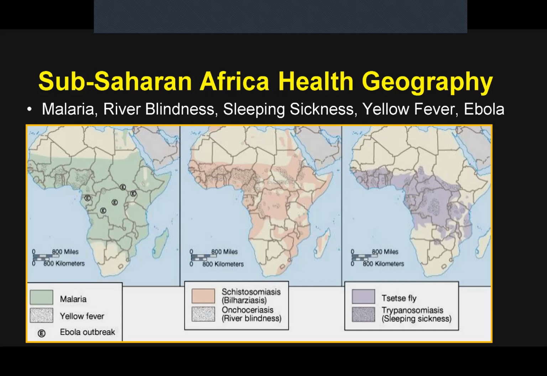So Sub-Saharan Africa has kind of the climates that are conducive to a lot of these diseases. They also have several types of mosquitoes that can carry things like malaria, and many other things. And lack of sanitation and ways to get rid of mosquitoes creates a lot of problems. So on the left-hand side, the whole area in green has malaria. In the shaded areas, yellow fever. And E is the Ebola disease.